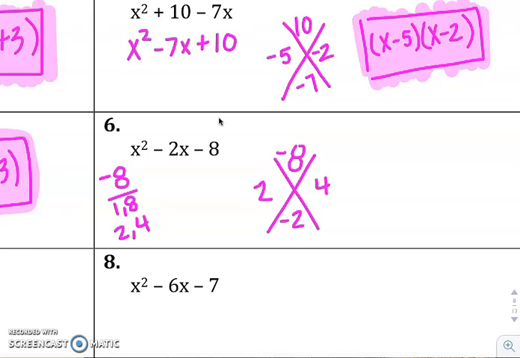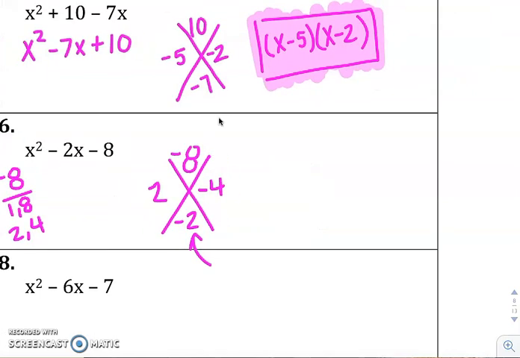So if this bottom number is negative, we need to make the larger number negative. So when we're adding them together, if it's positive, the larger number should be positive. If it's negative, the larger number should be negative. So 2 plus negative 4 will get you negative 2. 2 times negative 4 will get you negative 8. So x minus 4 times x plus 2.